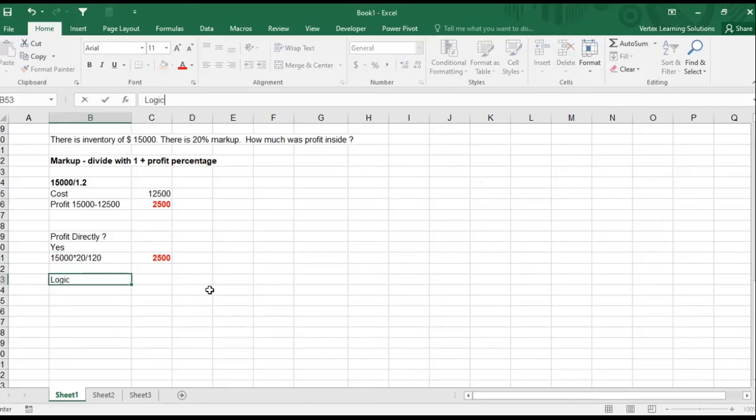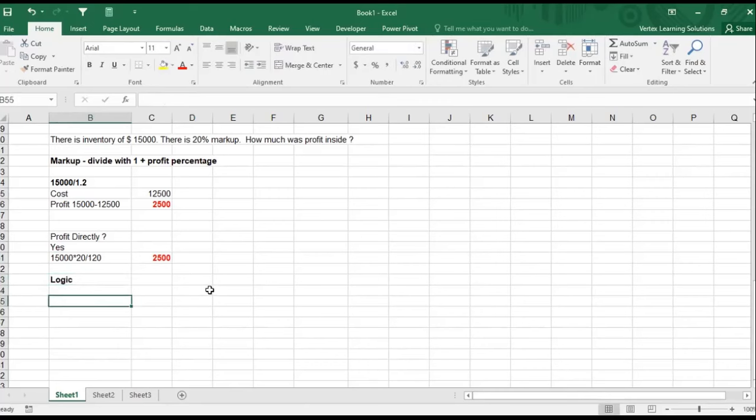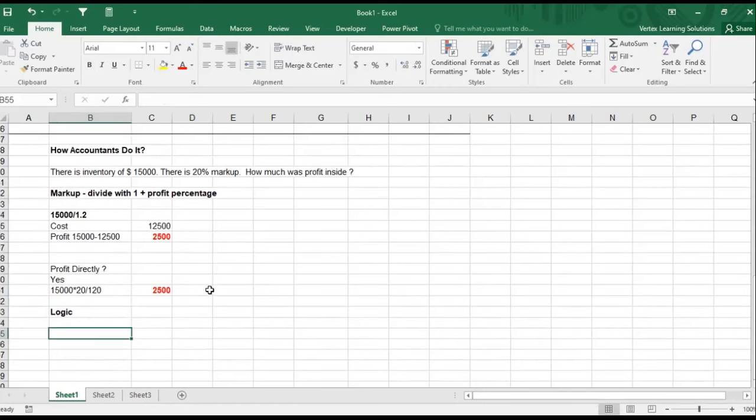What is the logic for that? See here, I know that in case of markup, it was what? 100% cost plus profit. So you have 100% cost plus 20% of X. Remember, X plus 20% of X. So it makes you 120X, something like this.